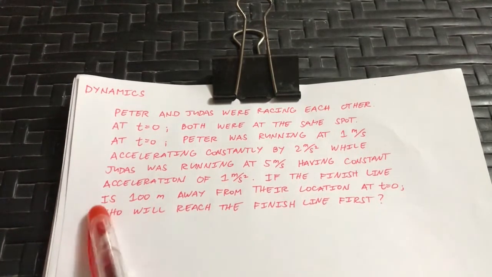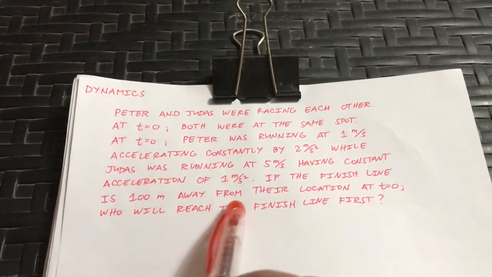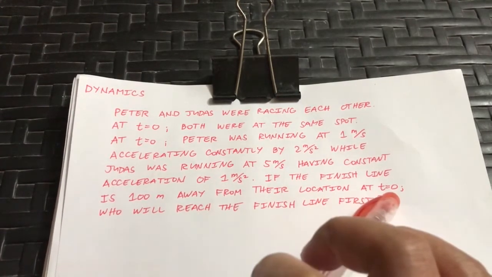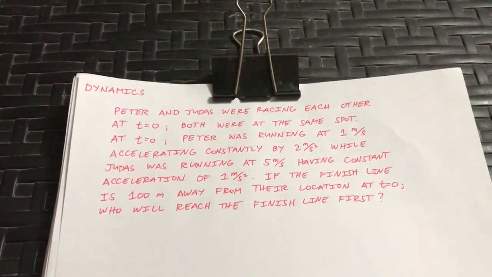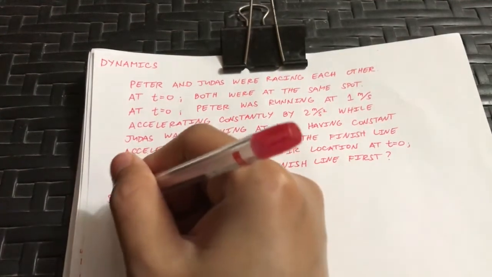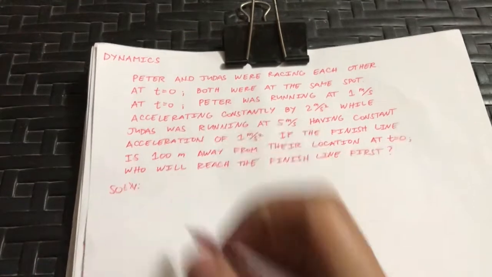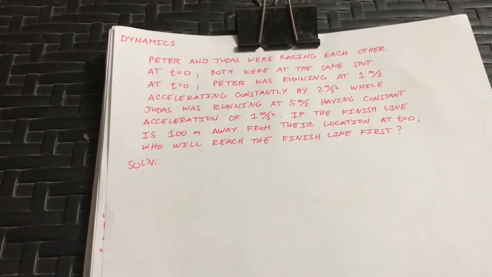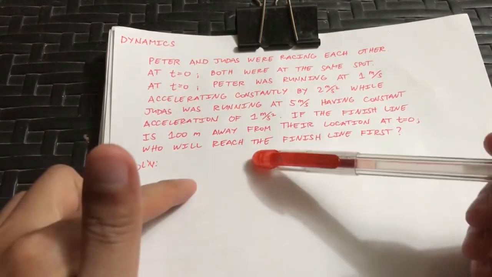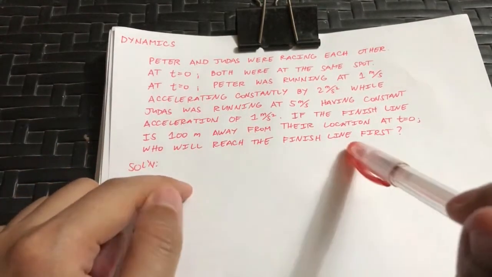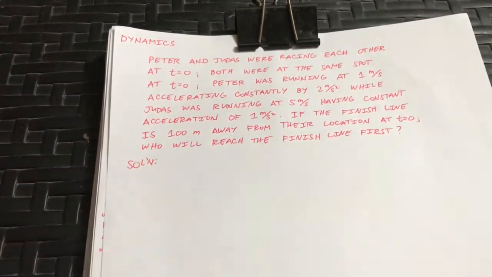If the finish line is 100 meters away from their location at time equal to 0, who will reach the finish line first? Okay, so let's try and solve this problem. What this problem states is that we have two persons, Peter and Judas, racing each other. The question now is, who will reach the finish line first?